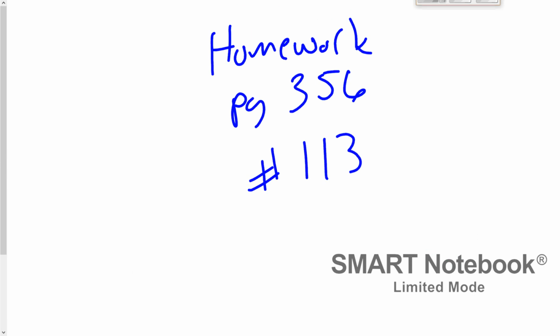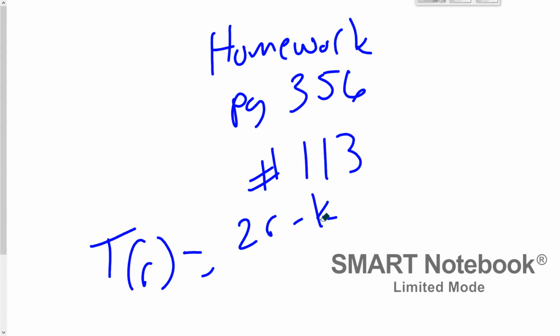So here's your homework, page 356, number 113. And so here's the formula for that. And basically you're kind of doing the same thing, but luckily here you do not have a slant asymptote or oblique asymptote because the degree of the denominator is bigger because it's squared there.